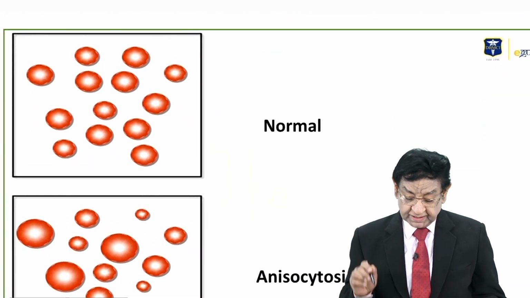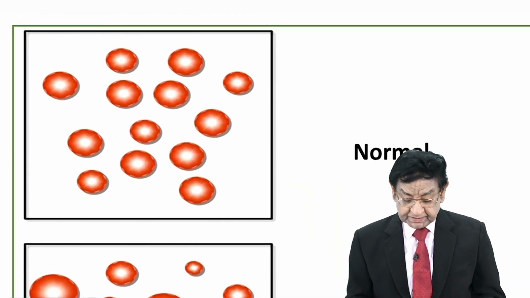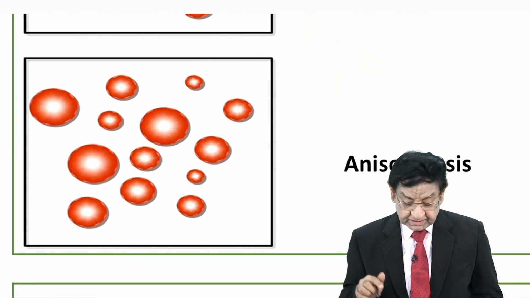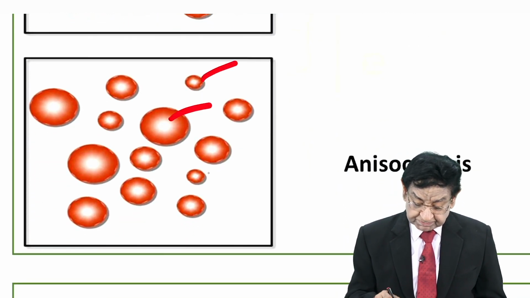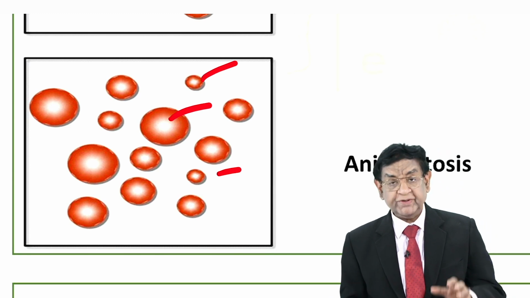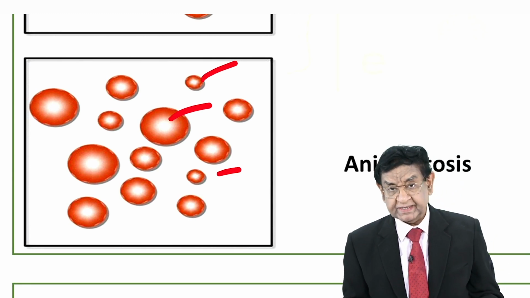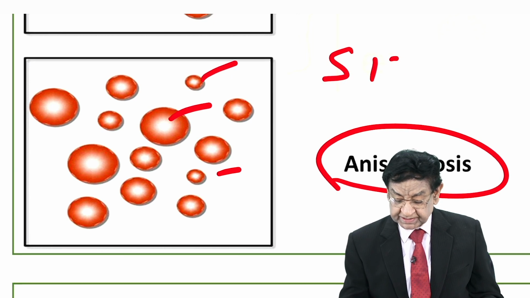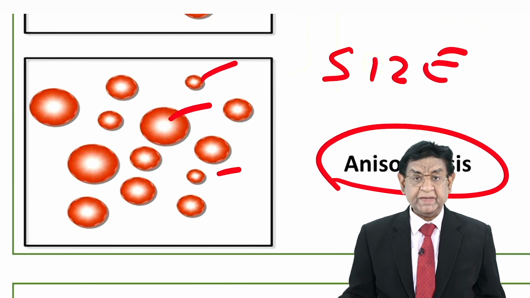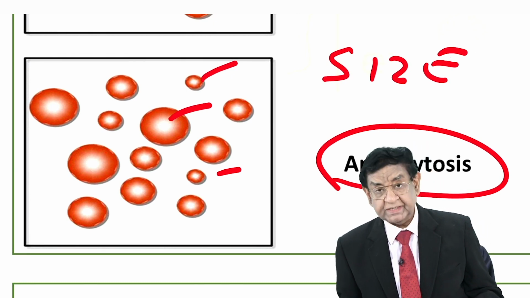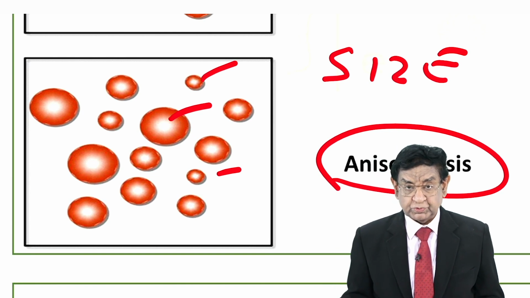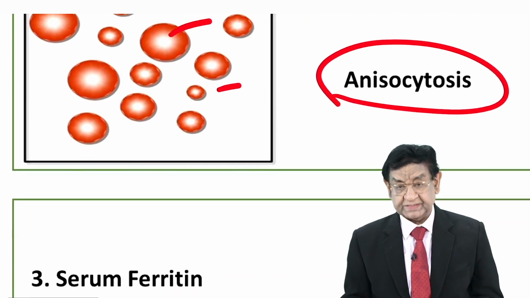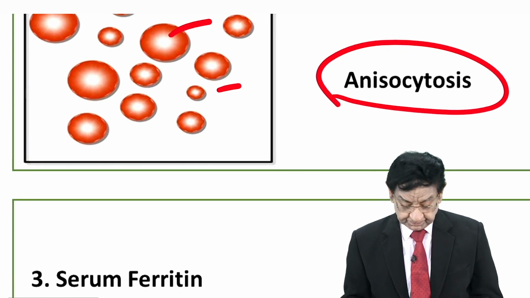Look into this. Here we have so many RBCs, and by and large they are the same size. Now look into this: a very big RBC, small RBC, small. So we are getting various sizes. This is known as anisocytosis, the variation in size, and that is the parameter we determine by RDW. So you can see RDW is increased in iron deficiency anemia.